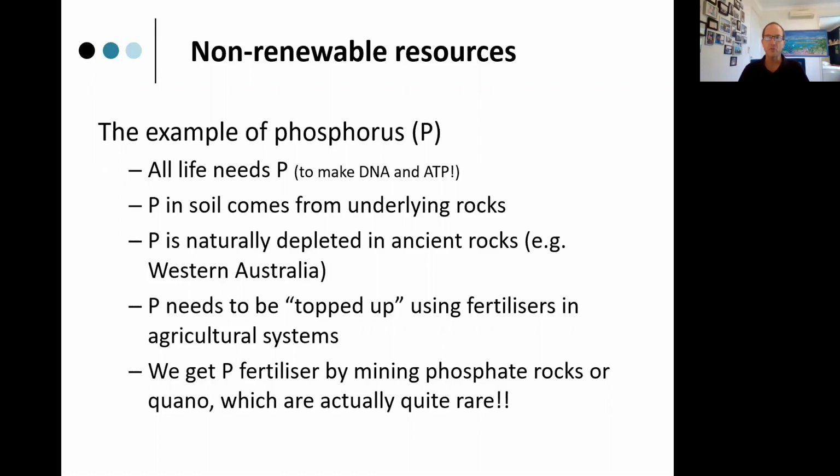So P in the soil comes from the underlying rocks, and it's depleted in older soils. So the younger the soil, the more phosphorus; Western Australia and Australia generally has very, very low phosphorus. So our farmers tend to fertilize with superphosphate to get improved crop yield. P needs to be topped up in fertilizers, and we get P fertilizers by mining phosphate rock or guano, which is basically just seabird droppings or bat droppings. But it's actually quite rare on the world scale, and there have been a lot of studies that look at the time when the phosphorus will be depleted.